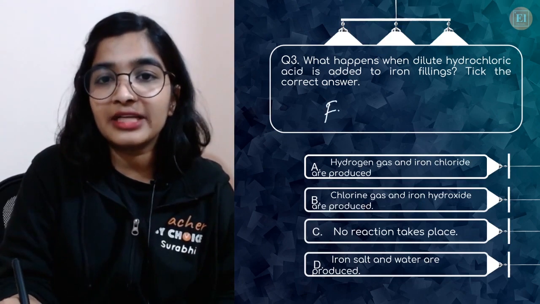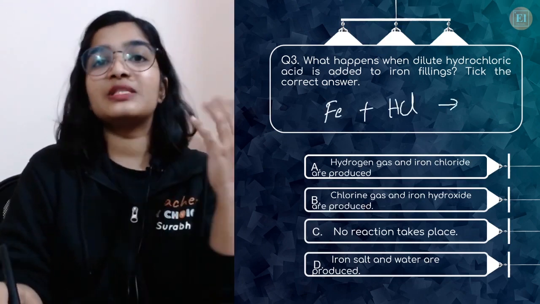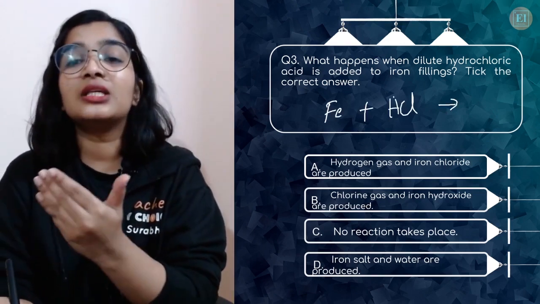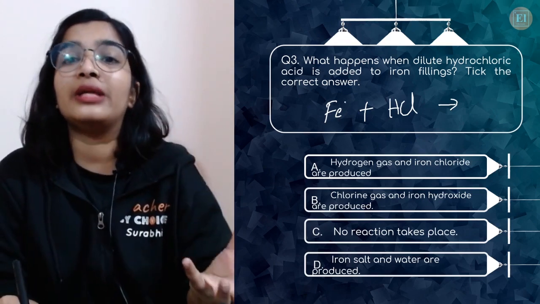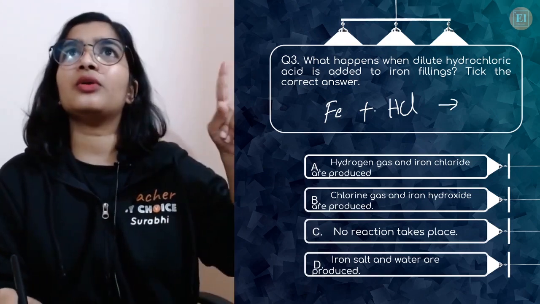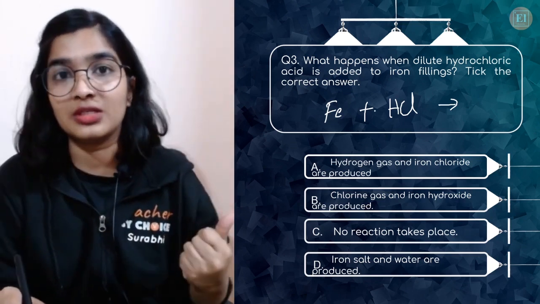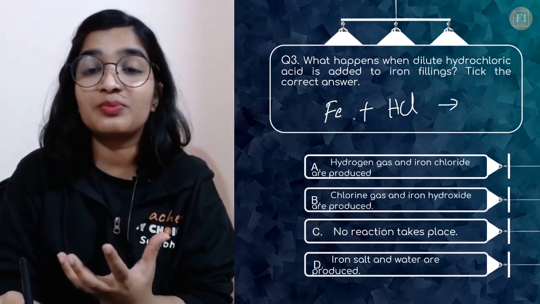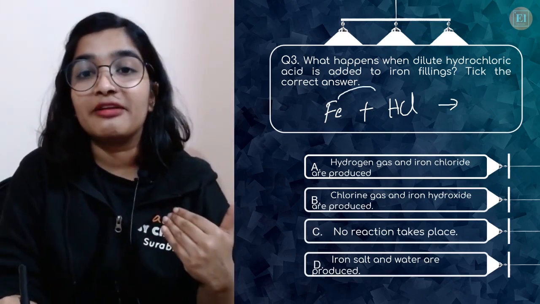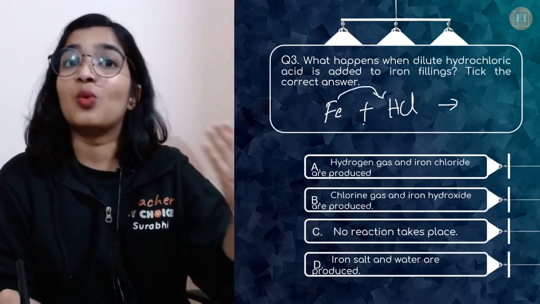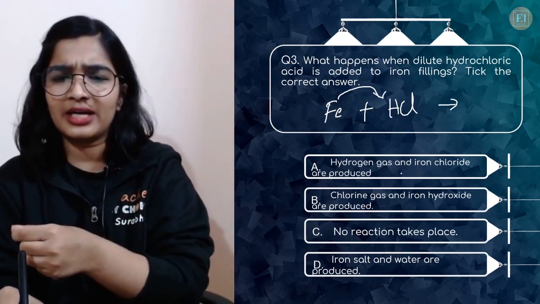So you have iron filings, that is Fe plus HCl. Now, in a displacement reaction, what should happen? The hydrogen must be replaced by iron if iron is more reactive than hydrogen. Now think about the reactivity series. Iron is placed above hydrogen, so of course it can displace hydrogen from hydrochloric acid. So Fe will displace. What will be the product? Hydrogen gas and iron chloride are produced.